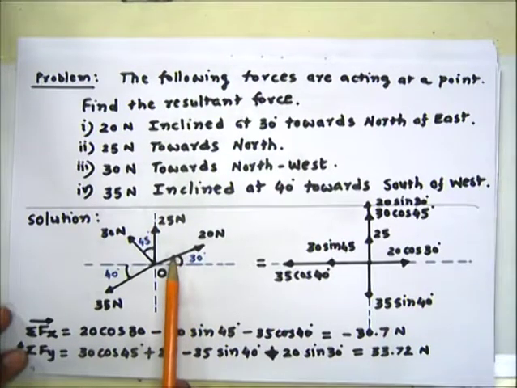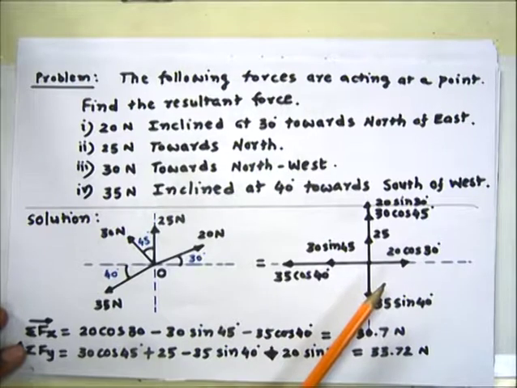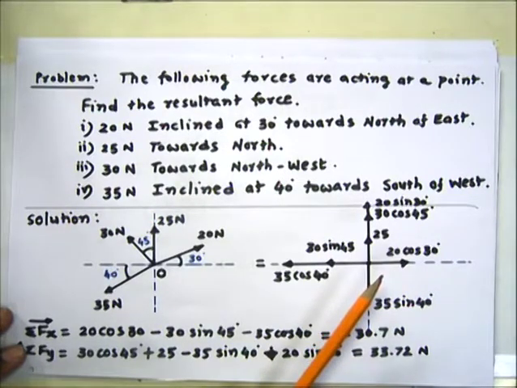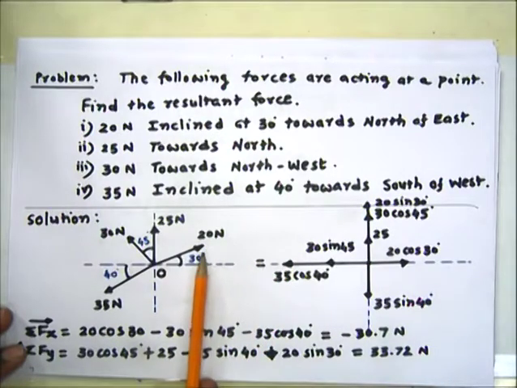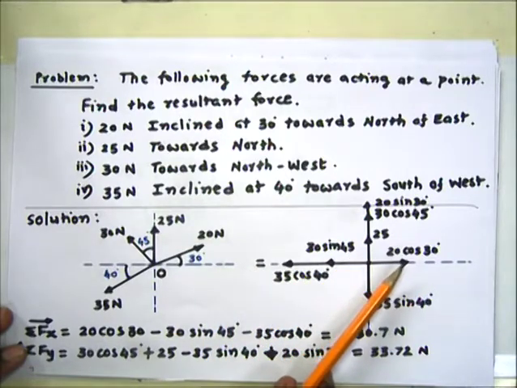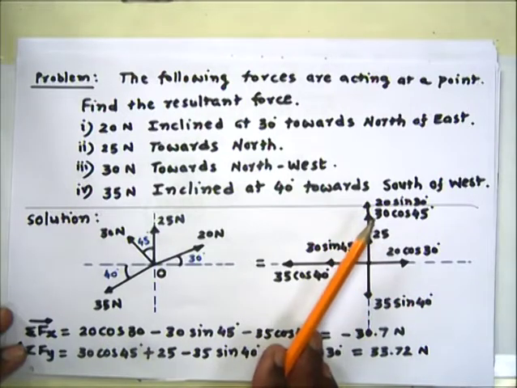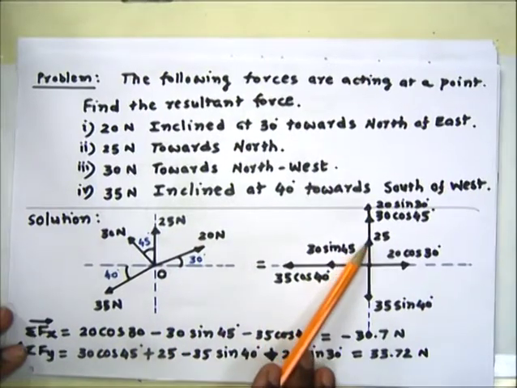So first of all we will need to draw a simplified figure, or we will show the resolved components of all these forces. So here it is shown, simplifying the values in the form of components along x and y. Here the 20 Newton force making angle 30 degree with x-axis, so its component along x will be 20 cos 30 and along y it will be 20 sin 30. For this force 25, it is totally in the y direction, so its x component will be 0 and its y component will be full, that is 25.